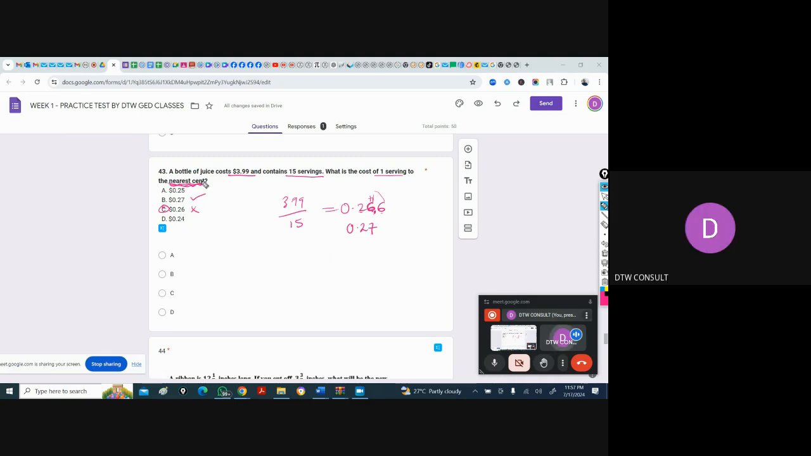So you have to be careful with your final question. What is the cost of 1 seven to the nearest cent? Are you with me? If it's less than a 5, then your answer is going to be 0.26. You can't approximate. If it's a 5, you approximate. The rule on approximation is, the number after that particular number, if it is equal to 5 or greater than 5, you can approximate. But if it is less than 5, you cannot approximate a 1. So if it was a 4, your answer will be 0.26. Do you get that?